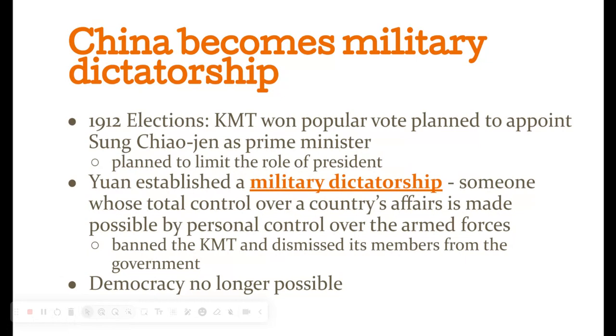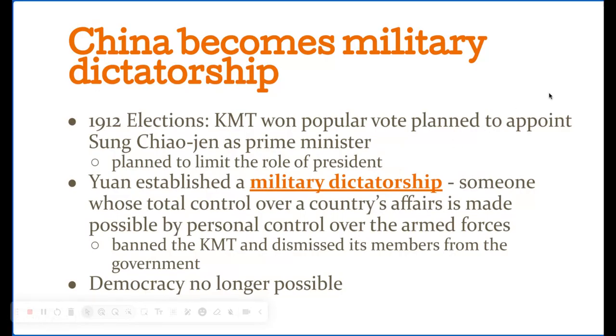And Yuan established a military dictatorship, which means when someone is in total control over a country's affairs, made possible by personal control over the armed forces. Yuan's military dictatorship banned the KMT and dismissed its members from government. So democracy was no longer possible.